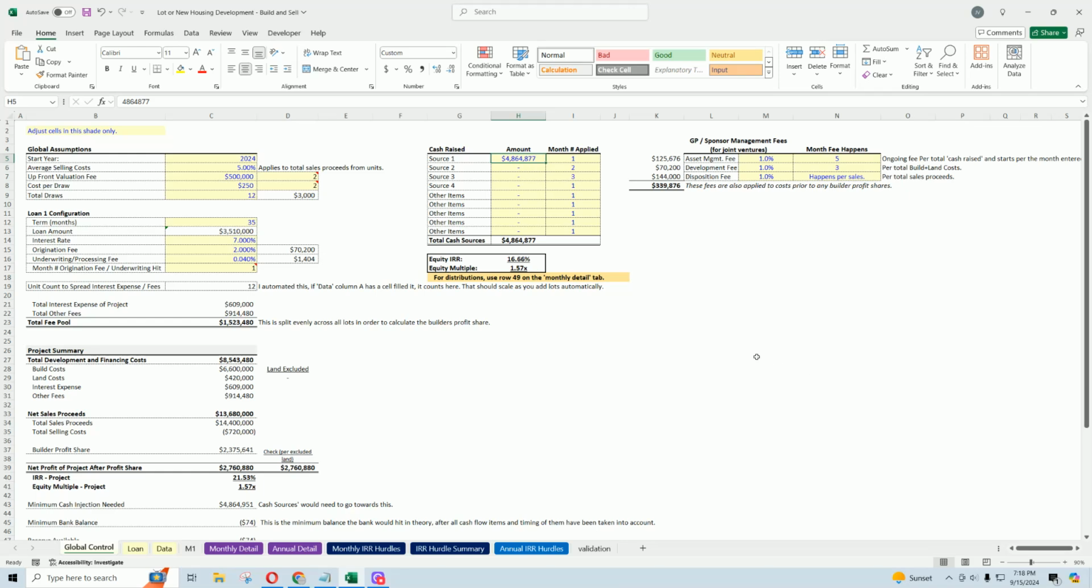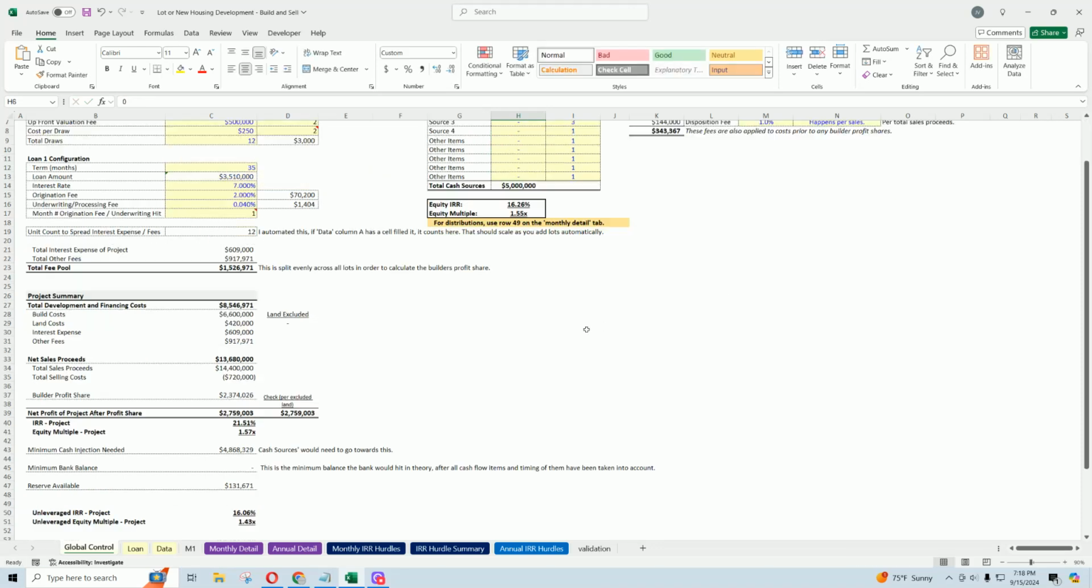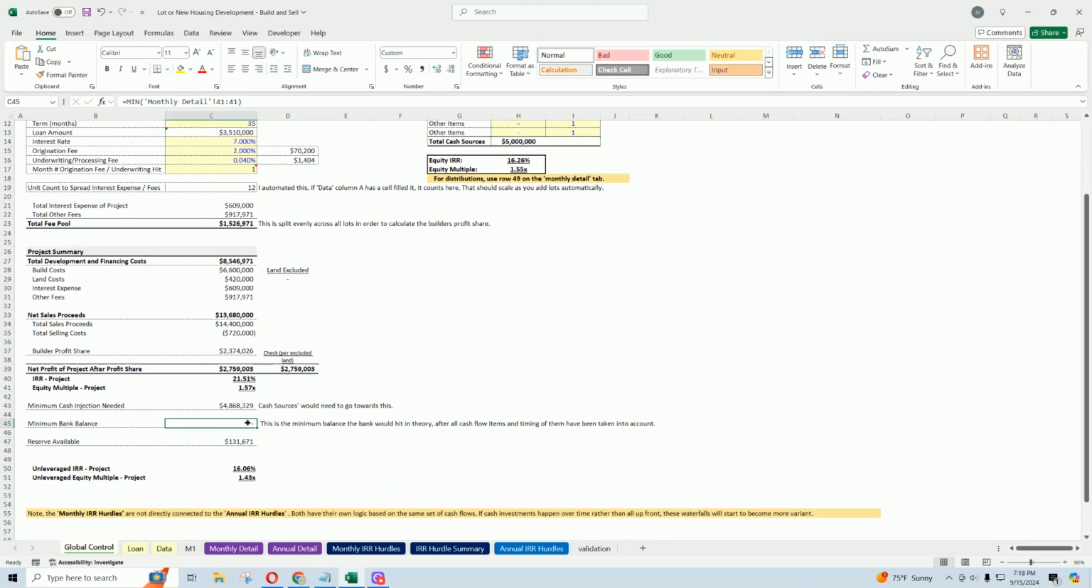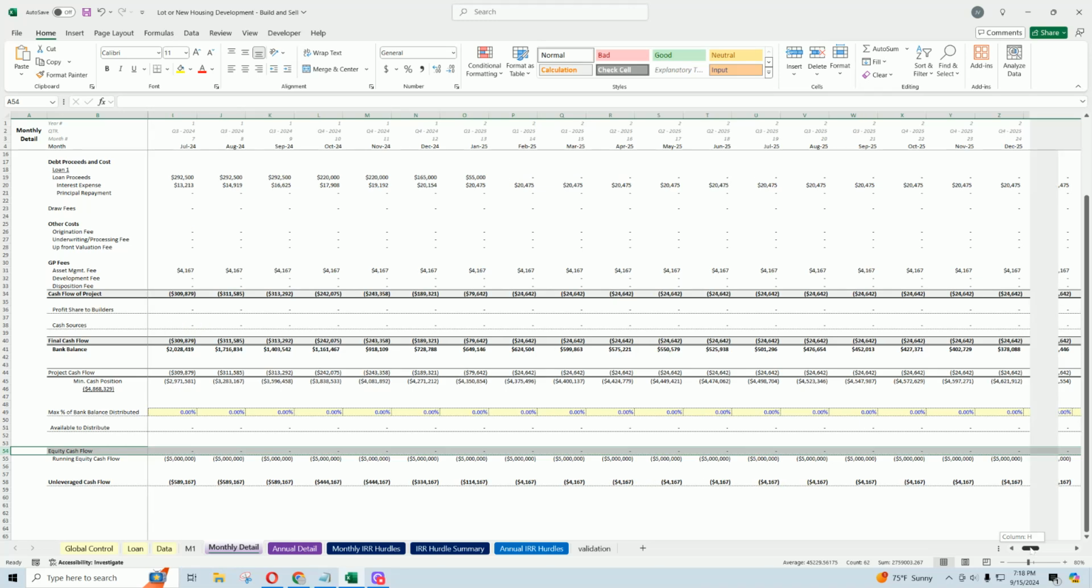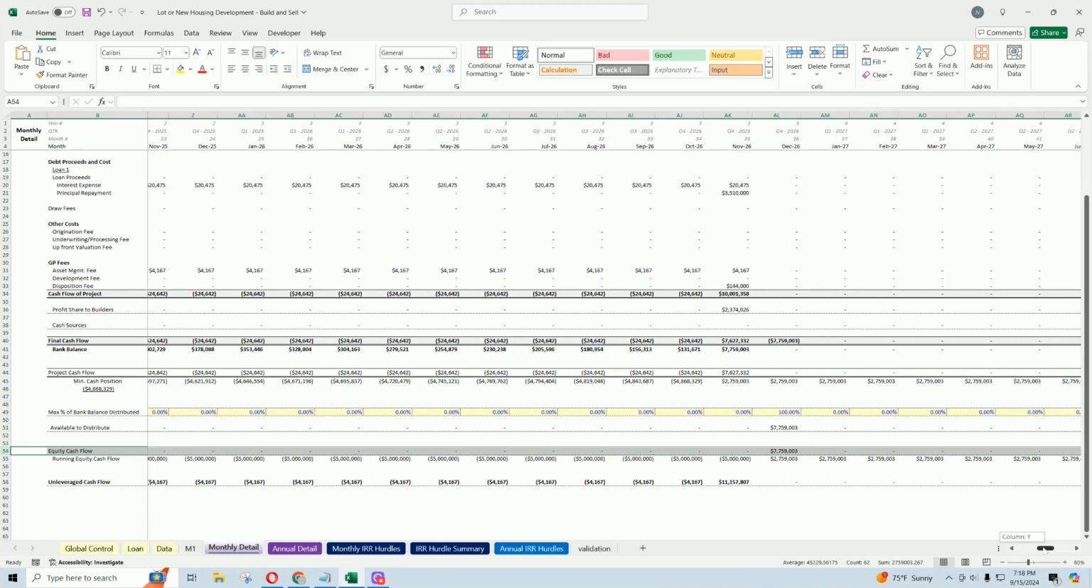Now, I think it's safest just assuming you're going to have a $100,000 buffer or maybe $200,000 buffer. So if it's saying you need 4.7, maybe put in 5 million, raise 5 million, and now you've got a little bit of reserve. Your minimum bank balance is not below zero, which is good. And that's how you want to think about that within the context of this model.